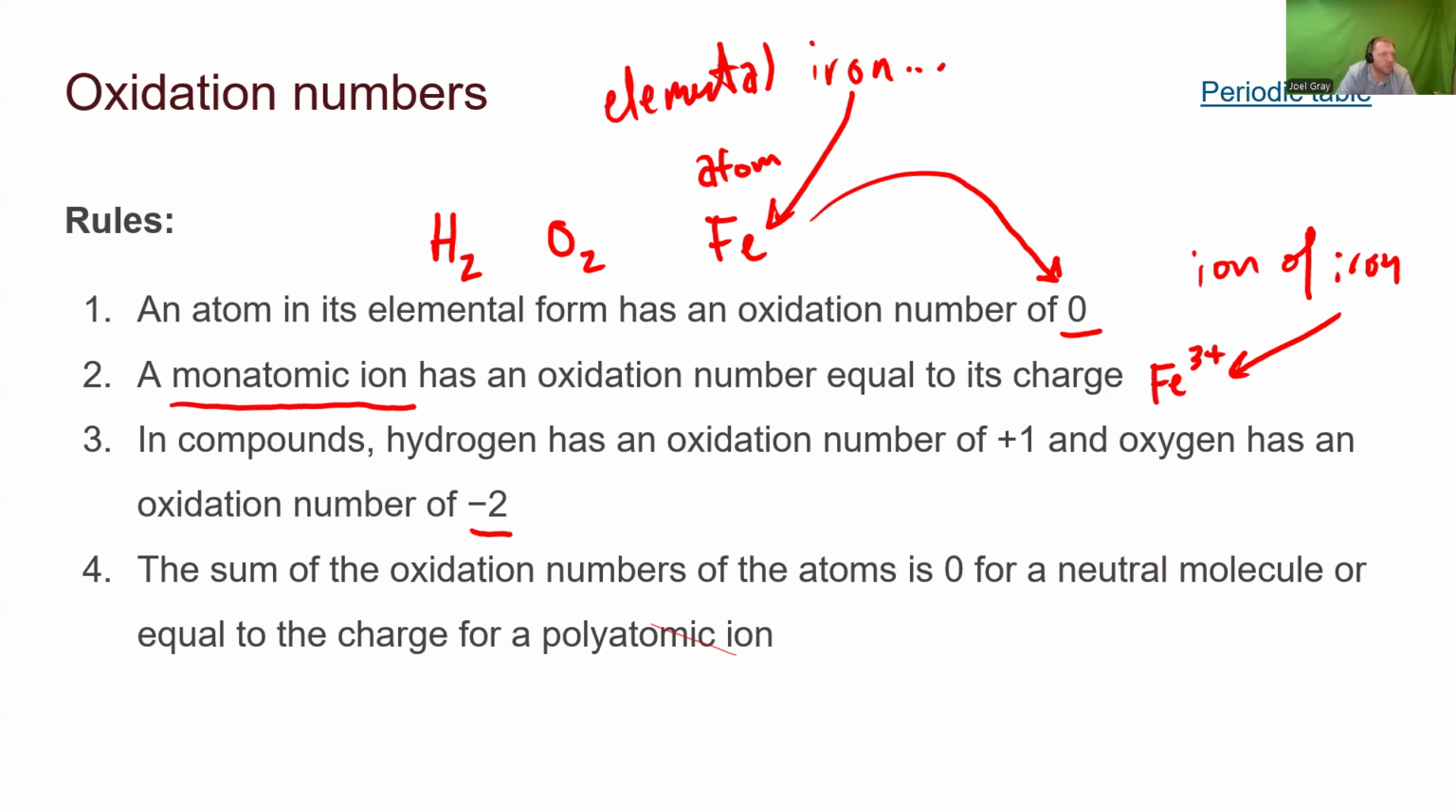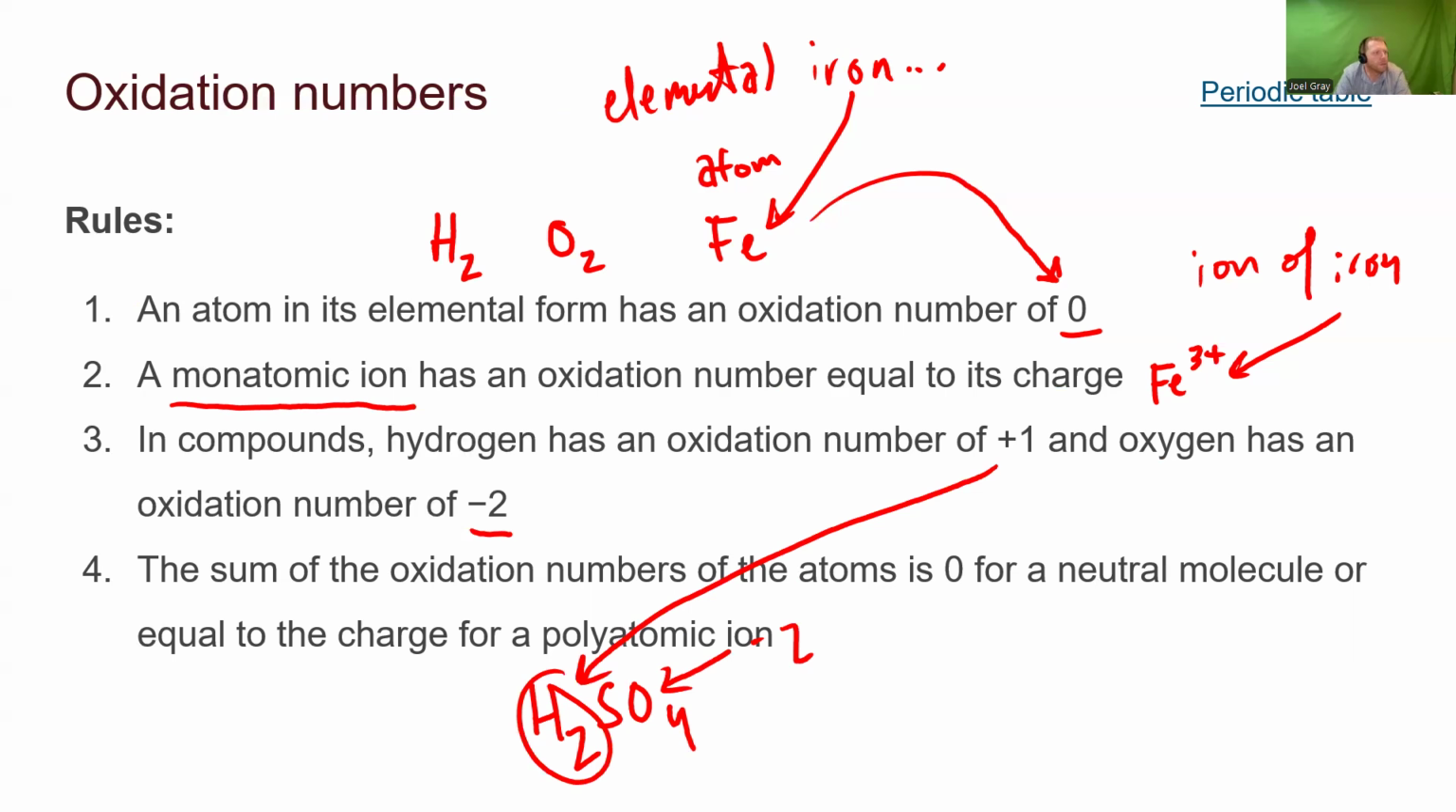Now, the sum of the oxidation numbers of the atoms is 0 for a neutral molecule or equal to the charge of that polyatomic ion. What I mean by that is if I wrote H2SO4, there's a couple of things that I'd like to go through your mind. First of all, what is the charge of the hydrogen? +1. What about the oxygen? Well, -2. How many oxygen are there? There's 4. So then what is the charge on this overall molecule? It's 0. That is a neutral molecule.